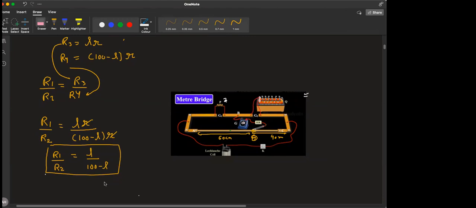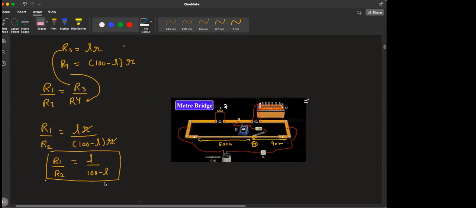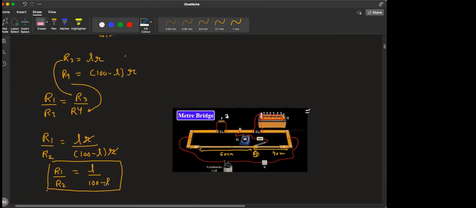Written? Sir, can you show the diagram for me? The above one, sir. Above.